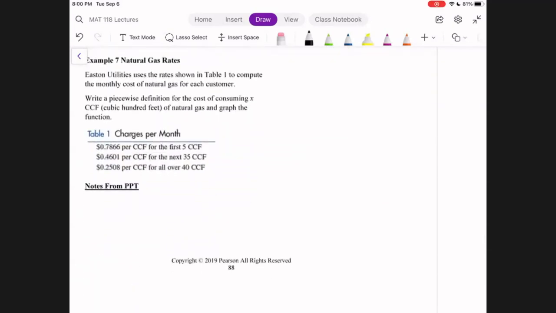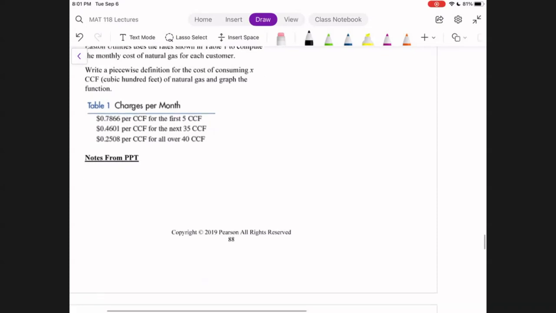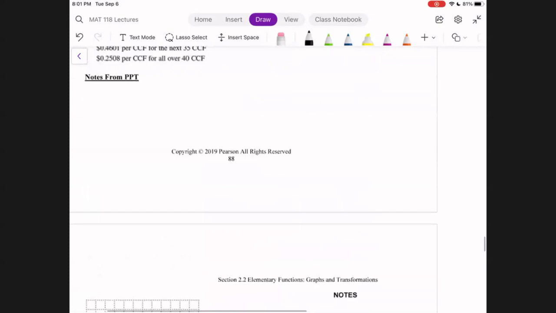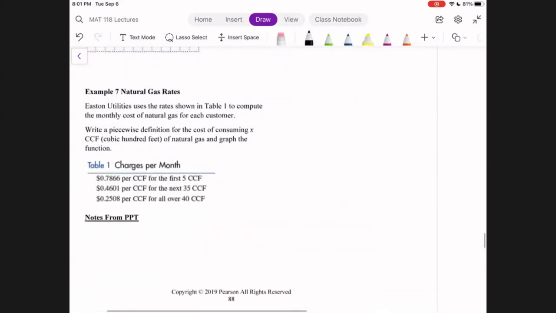And last but not least, you have this example here. So you have this utilities example. It says write a piecewise definition for the cost of consuming x of natural gas and graph the function. So you might have a similar thing in your project that is like your taxes. There's a tax example. It might be in the homework as well. It wants you to graph it, and then there's a match problem. So one thing to note, this is a piecewise function.